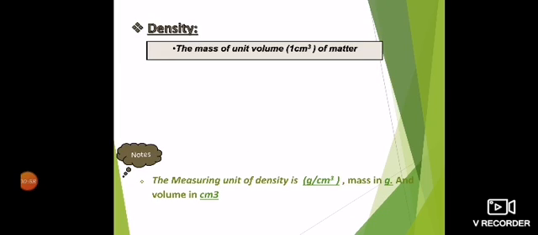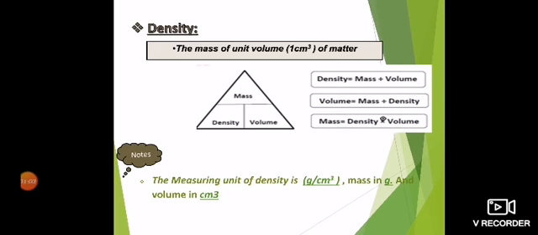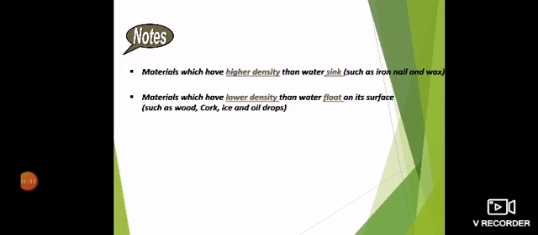Second, the density. The density is the mass of a unit volume of matter. To calculate the density, we use the rule: density equals mass over volume. If you want to find the volume, we say mass over density. And the mass is equal to the density times the volume. The measuring unit of density is gram per cubic centimeter, where the mass is measured in gram and the volume is measured in cubic centimeter.